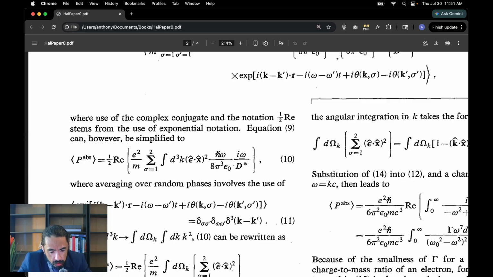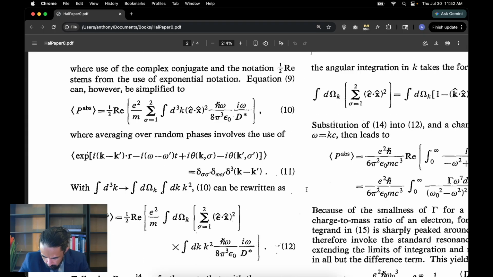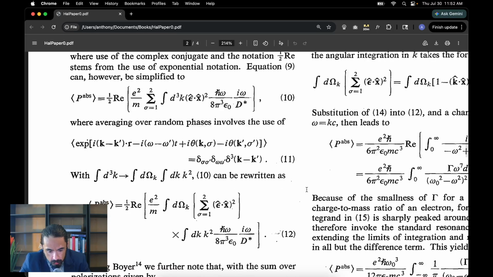The expectation value of E with this exponential argument is equal to the Dirac delta function of sigma and sigma prime, then times the Dirac delta function of omega and omega prime, and then the cube of the Dirac delta function with an argument of vector K minus vector K prime. So as said previously, K denotes a wave propagation vector.